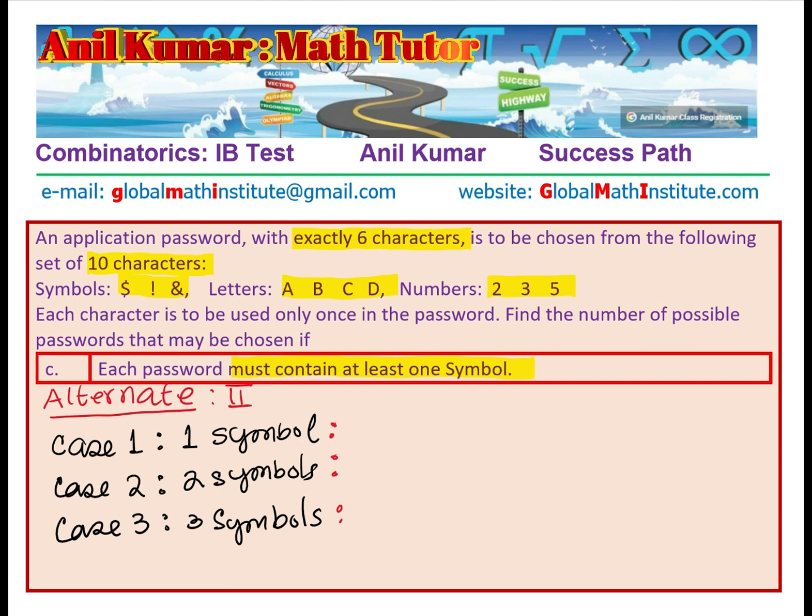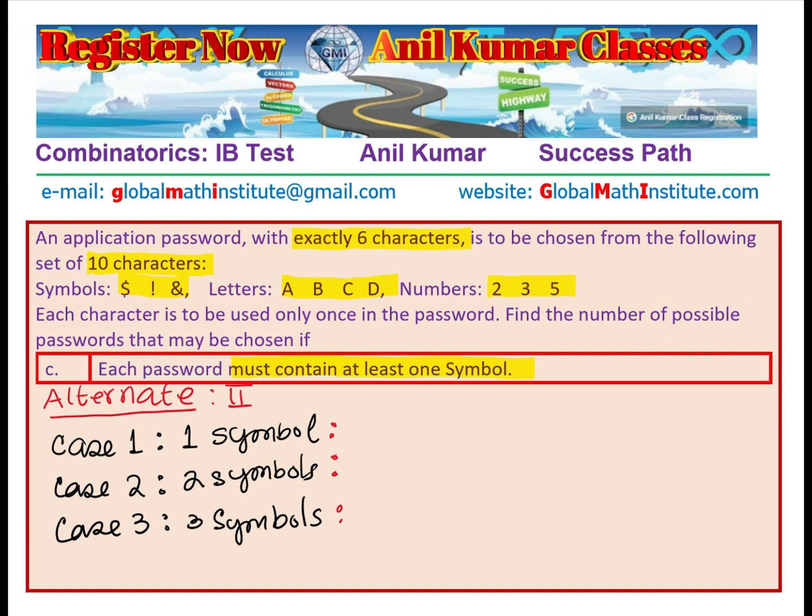Now let us say that we can have one symbol. So one symbol means what? We have 6 positions, right? One, two, three, four, five, six. Now let us try to choose a symbol. See, there are three symbols, so we need only one. So we have three choices. So this is one thing which we have, correct?